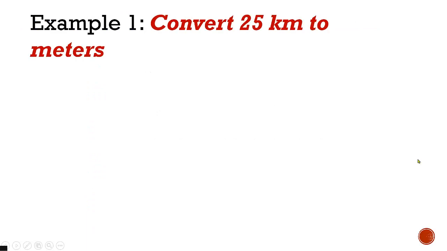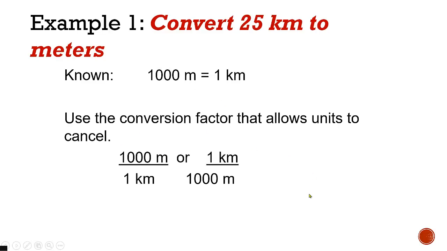So let's look at a simple problem. If we want to convert 25 kilometers to meters, first thing I see, this is my given right here, 25 kilometers. I want to find meters, so in the end I should end up with meters. Well, what do I know already? I know my relationship between kilometers and meters. I know that 1 kilometer is equal to 1,000 meters, or 1,000 meters is equal to a kilometer. I can write it either way, right?